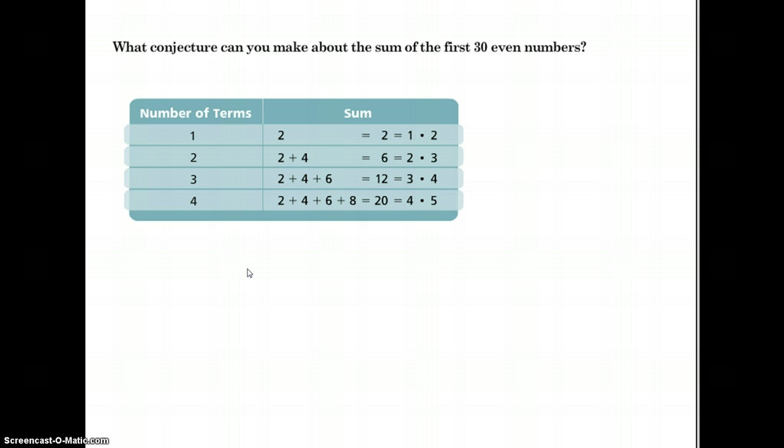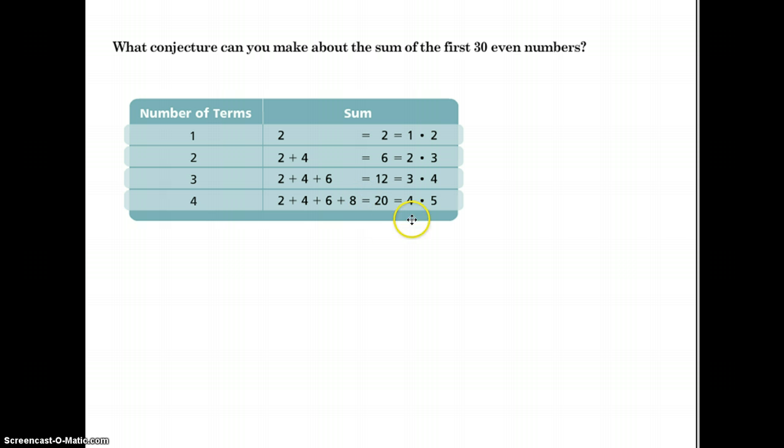What conjecture can you make about the sum of the first 30 even numbers? So again, we're going to look at a pattern here and see what we can figure out. So our first even number is 2. And 2 times 1 is 2. Our second even number is 2 plus 4, which gives us 6, which is the same thing as 2 times 3. Our third set of even numbers is 2 plus 4 plus 6, which is 12, which is 3 times 4. And our fourth set of even numbers is 2 plus 4 plus 6 plus 8, which gives us 20, which is 4 times 5. So is anybody seeing the pattern yet?